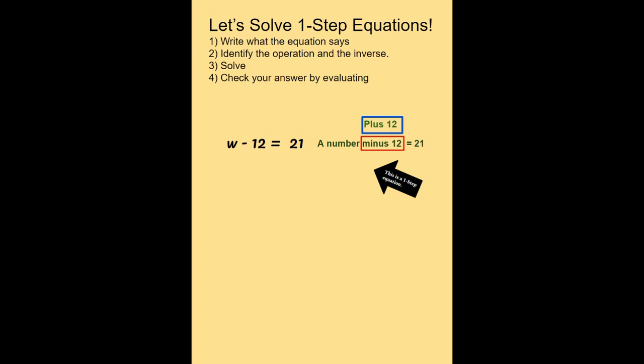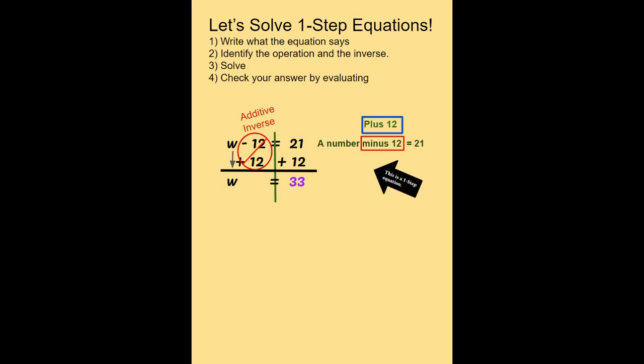Now we're going to solve. We're going to add 12 to both sides. Notice minus 12 and plus 12. This is called the additive inverse. It equals 0. Bring down the w. Simplify. 21 plus 12 equals 33. Remember, it's a positive 33, but it's invisible, so we don't write it in. So we found the value of w equals 33.